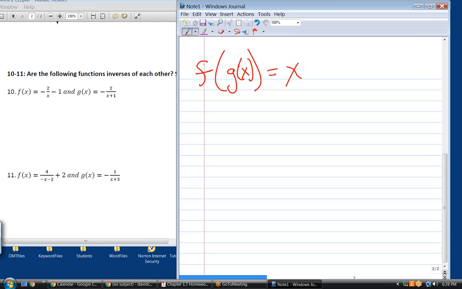Okay? Okay. So, let's figure out what f of g of x is. First of all, let's talk about notation. If I have the following function, completely different. What is f of 2?